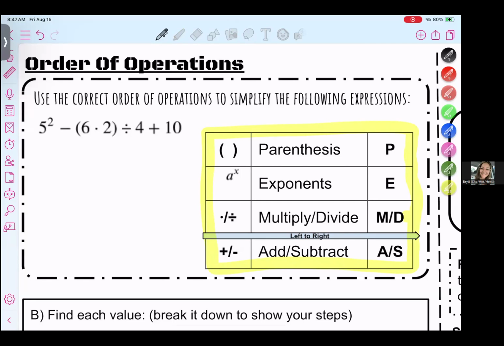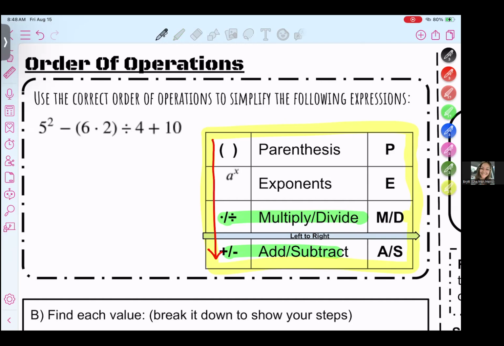So you always work top to bottom. Always, always, always top to bottom. And then on these ones that have two, like multiply and divide and add and subtract, you work left to right. So what does that look like?